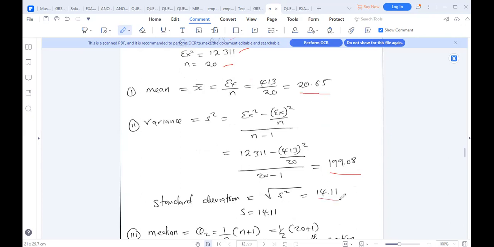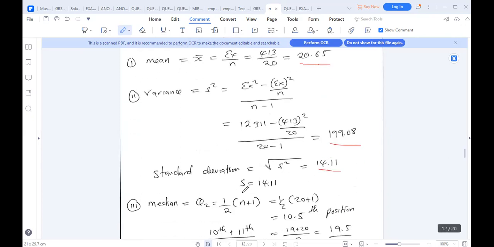Square root, we're going to get 14.11. So this is our standard deviation. Standard deviation is always what we get when we square root our variance.